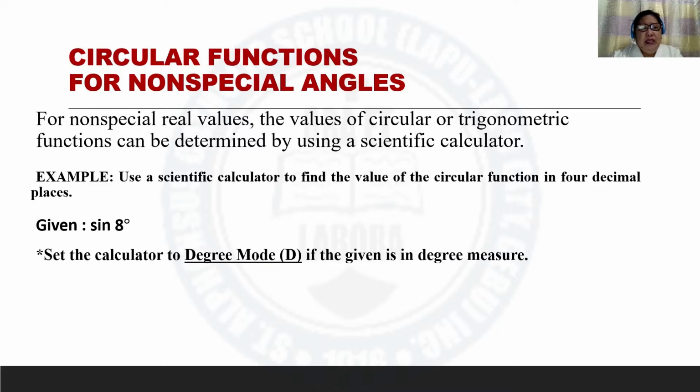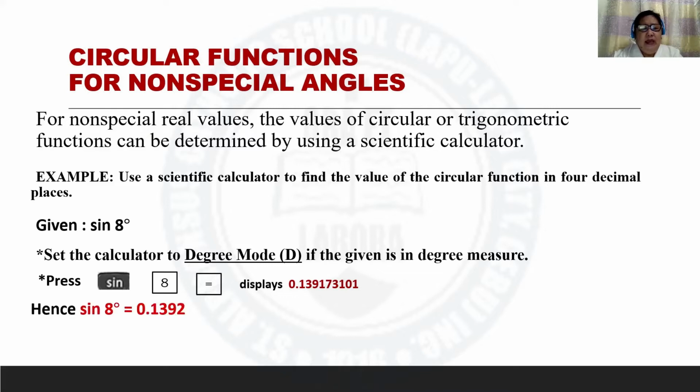So first, you have to set the calculator to degree mode, that is D, if the given is in degree measure. So all you have to do is to press sine 8, then equals, and it will display 0.13917301. Hence, sine 8 degrees is equal to 0.1392. Take note, sine 8 degrees is just simply equivalent to sine 8.